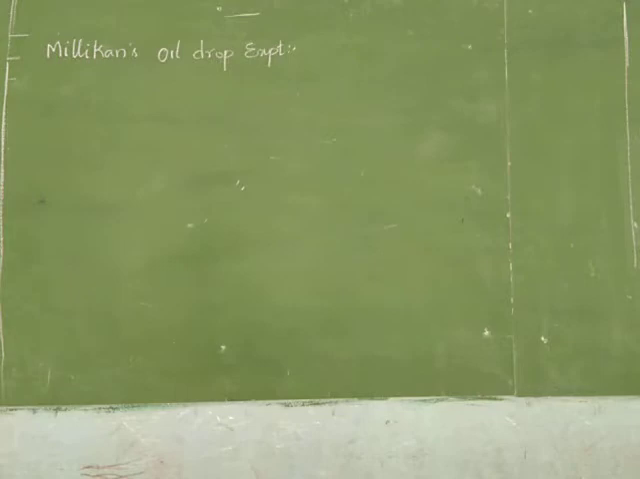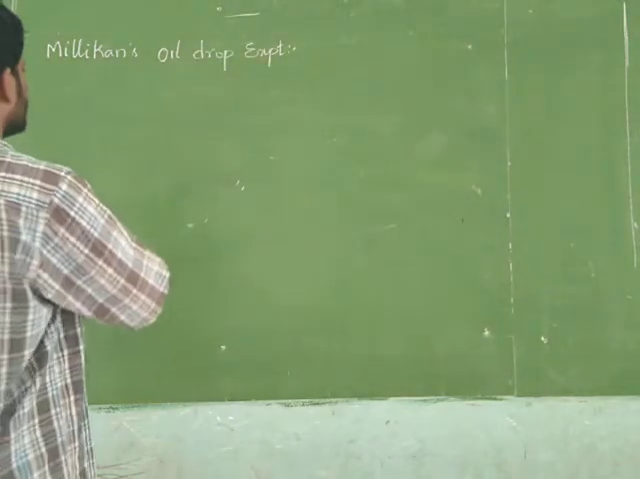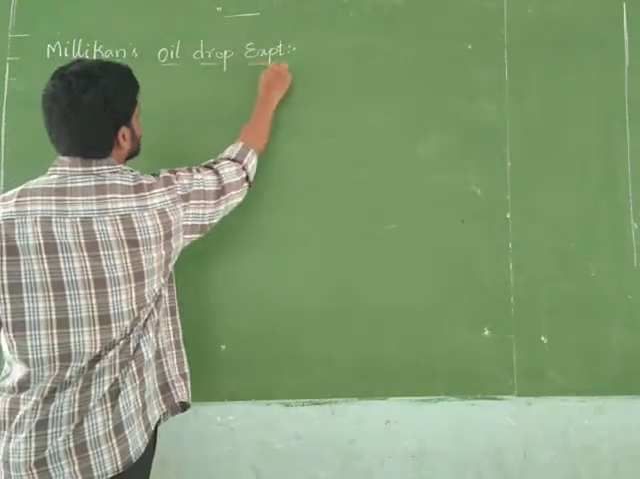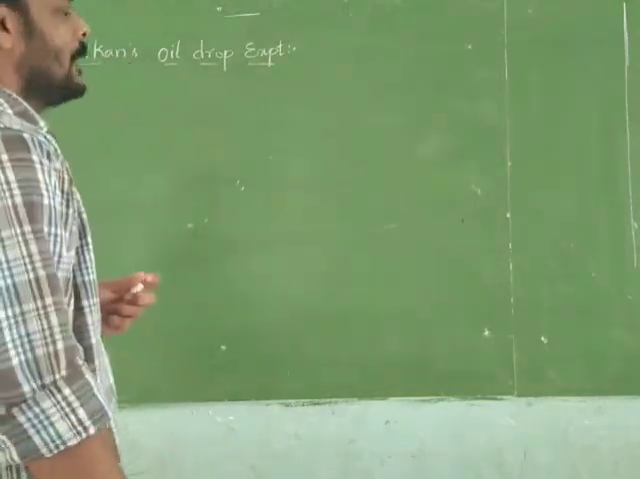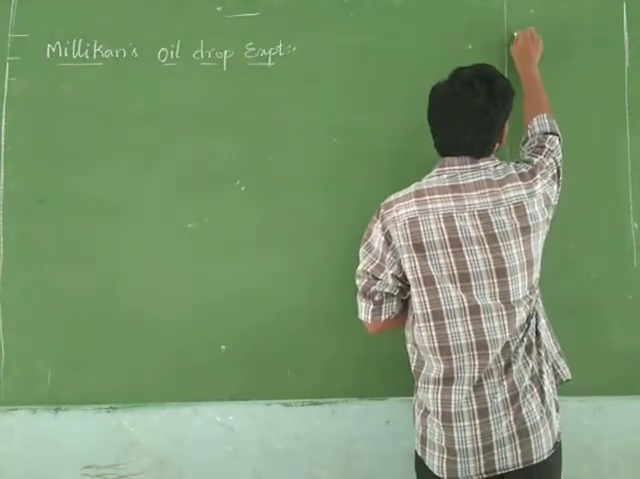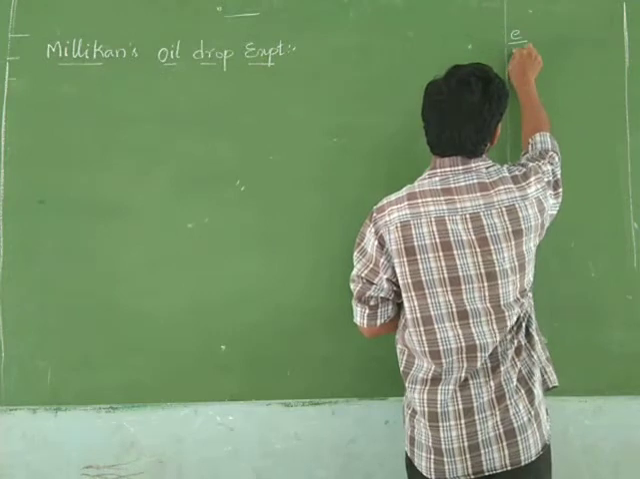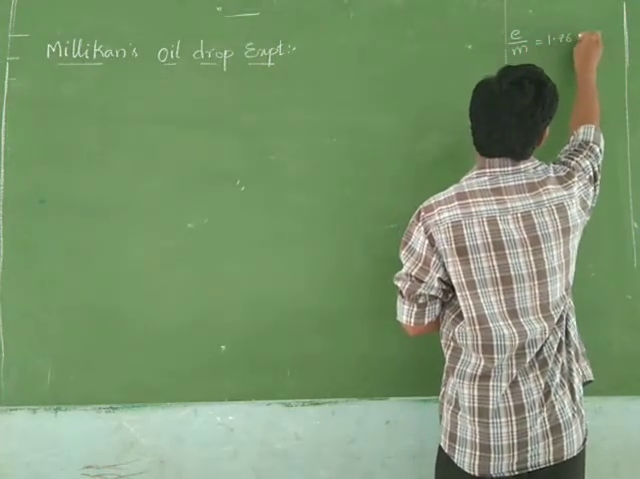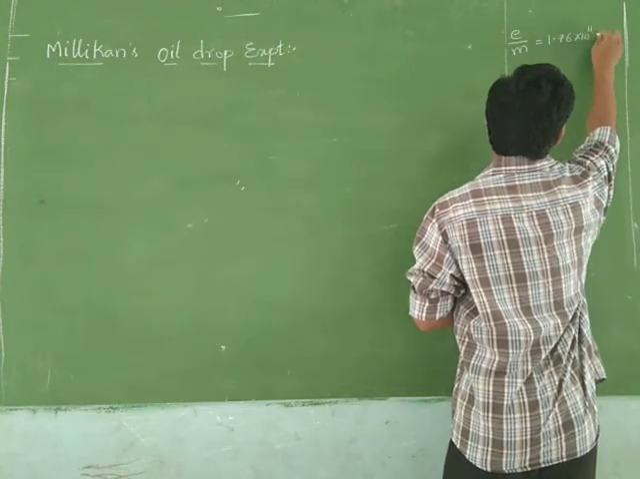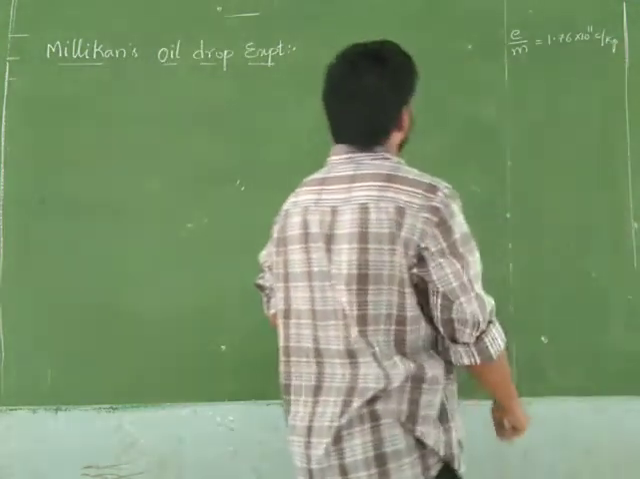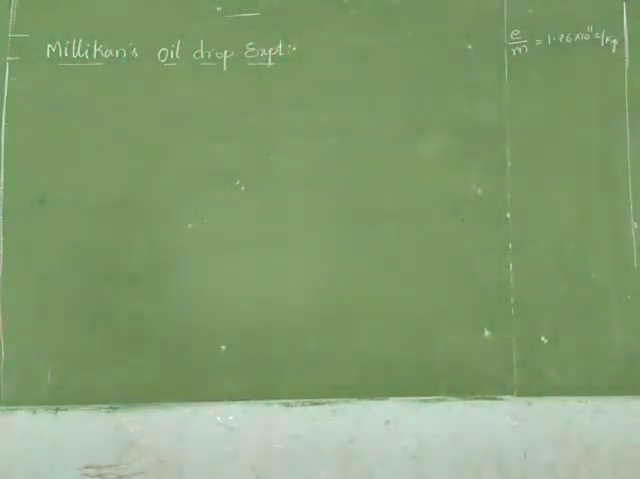Morning students. So our next discussion is on Millikan's oil drop experiment. In J.J. Thomson's method, we found the e/m ratio of the electron to be approximately 1.76 × 10^11 coulomb per kg. That is from the J.J. Thomson experiment.